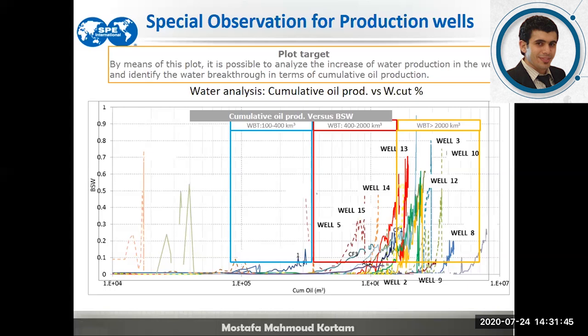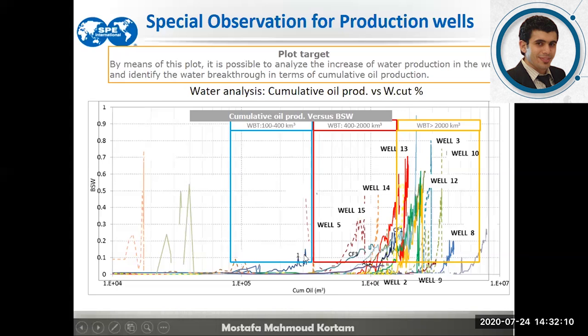So you would interfere with the well that is showing a huge water cut and water production in order to resolve and minimize that amount of water. Or at the same time, you have to understand what is the main reason that leads to this irregular breakthrough time in the well.